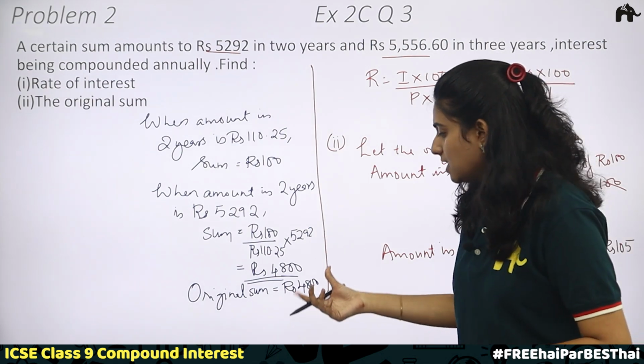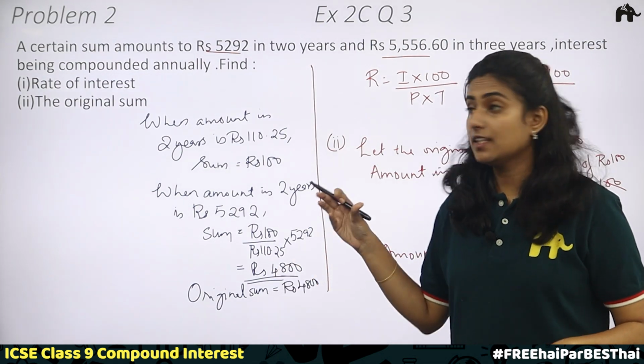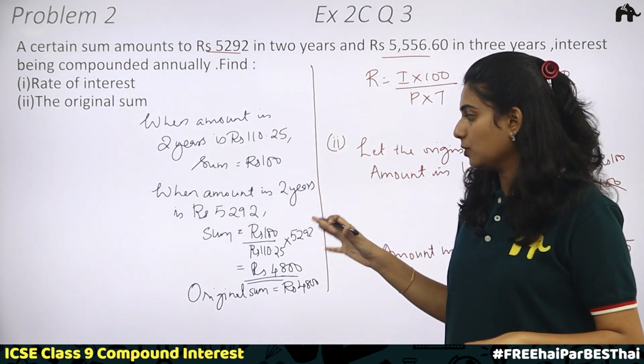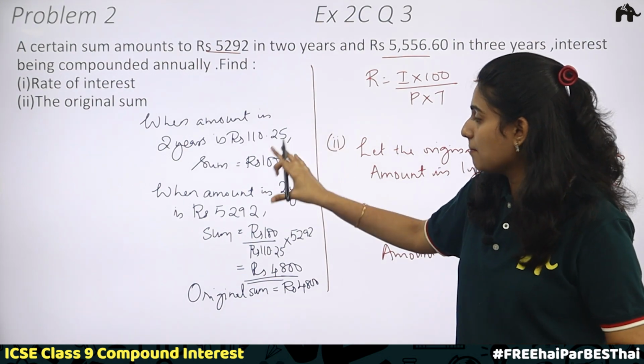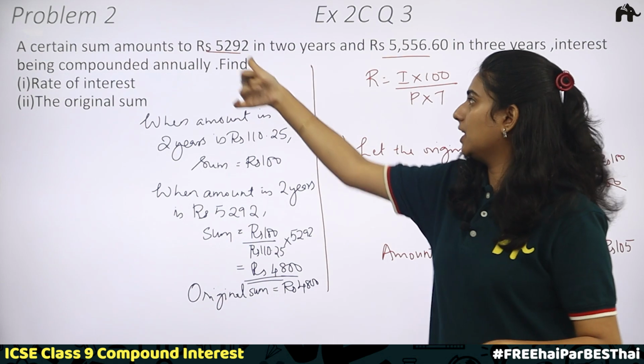Okay, 4,800 plus 5% of 4,800, you will be getting the amount by the first year. Given amount, that amount what we get plus 5% of that, you will be getting this amount.